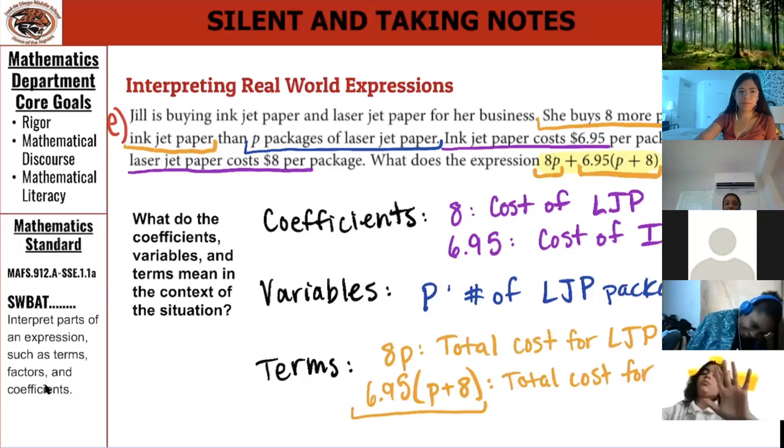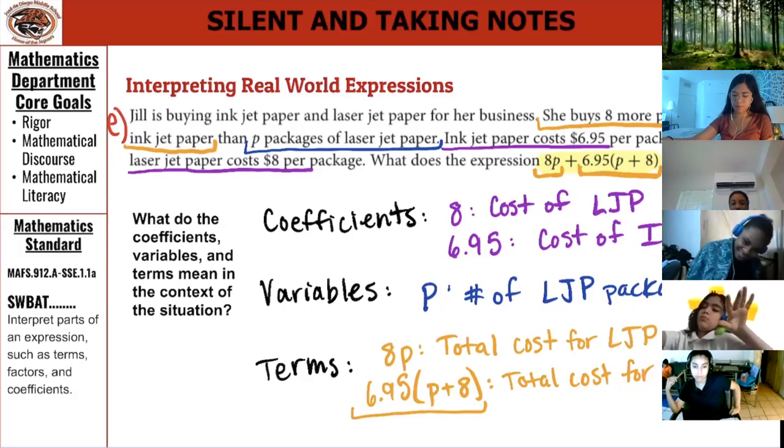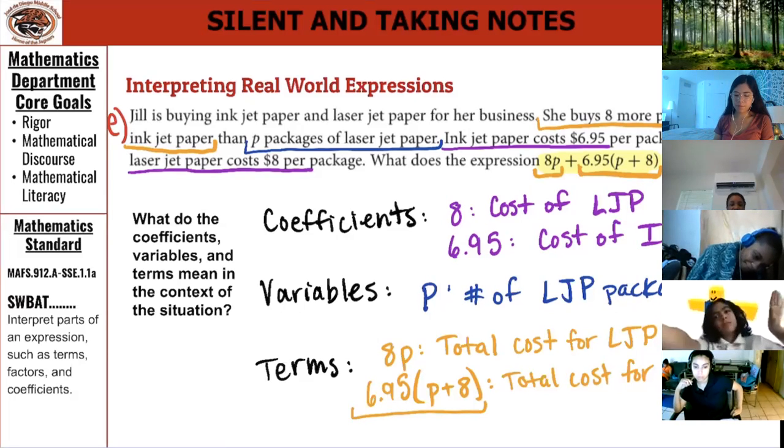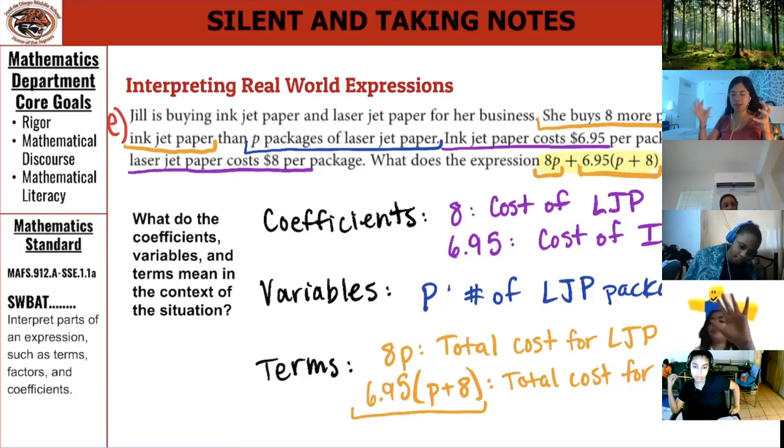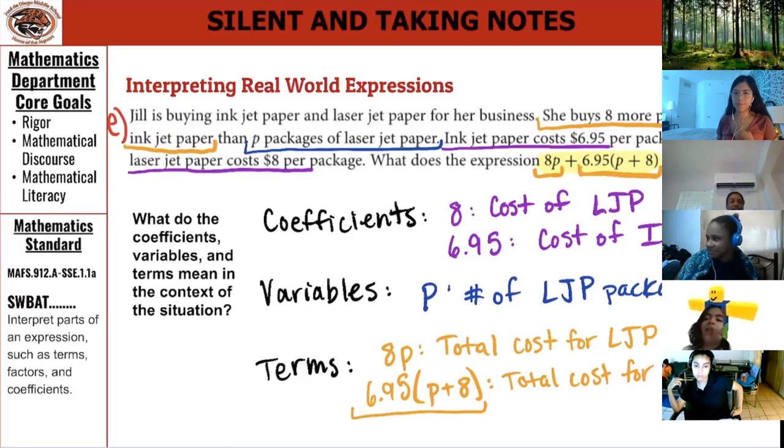Oh, and then you use the term she buys 8 more packages of inkjet paper, because she's buying 8 more, and then the cost is 6.95. Exactly. It's the cost times the amount. So that's how you get your total.